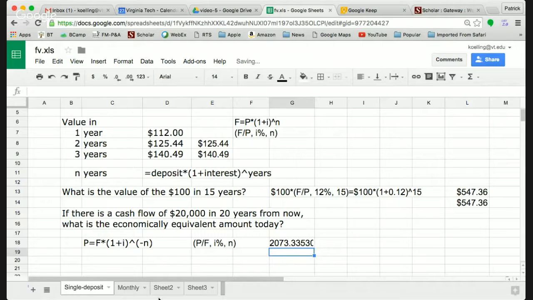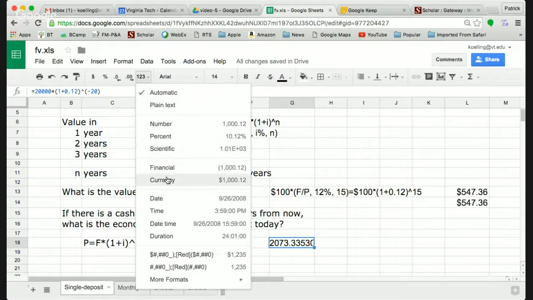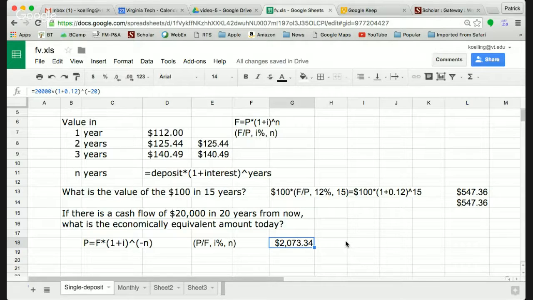Here we go. And again, we can change the format of that to currency. So the present economically equivalent amount is $2,073.34. So that amount is economically equivalent to $20,000 20 years from now if the interest rate is 12%. And of course, if the interest rate were something different, the present equivalent amount would be something different. Now, finally, let's solve that using the function that we have available in our spreadsheet.